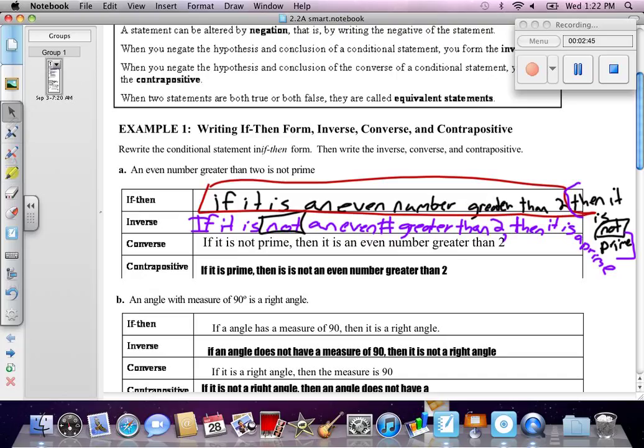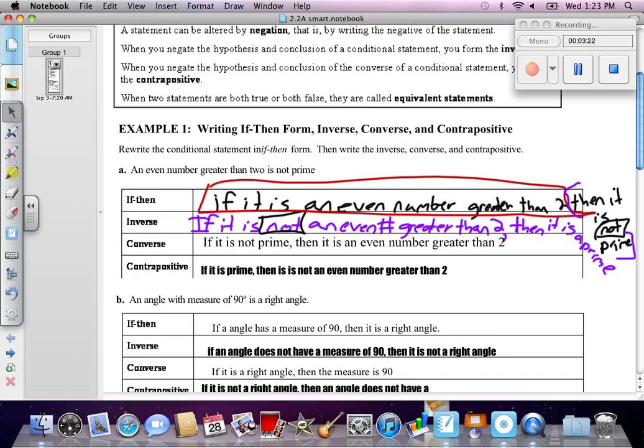Explain again? Yeah. Okay. So first it's an if-then statement. Remember, the if is the hypothesis, the then is the conclusion. Are we okay about that part? Yes. Okay. So if it is an even number greater than 2, then it is not prime. So now I'm going to make it negative. This is the inverse. What does inverse mean? Inverse means negative. Okay. If it is not an even number greater than 2, then it is prime. That's the inverse. Yes, Abby.